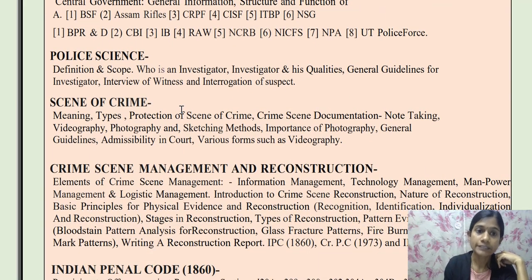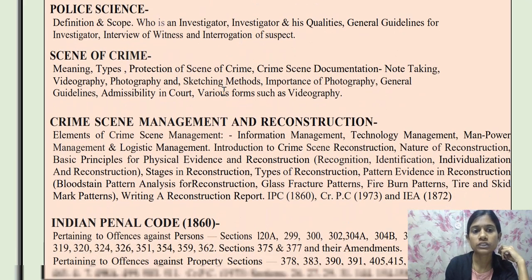Next, police science: the definition of police science, its scope, and who is an investigator. Every time we go with an investigation, the IO, investigating officer, will be involved. Who is an investigator means the definition, the qualities, and the experience of the investigator. That all is included here: who is an investigator and his qualities, general guidelines for the investigator, interview of witnesses and interrogation of suspects. This is also included in police science.